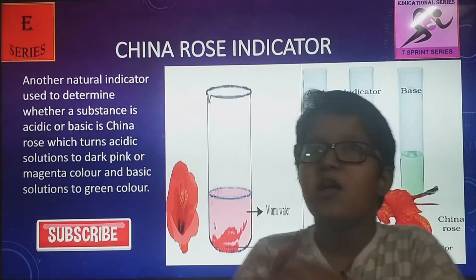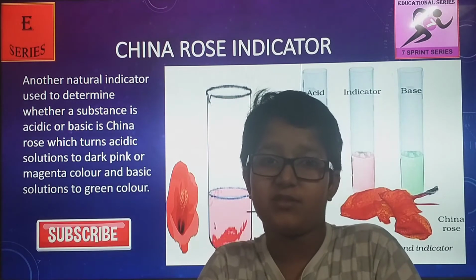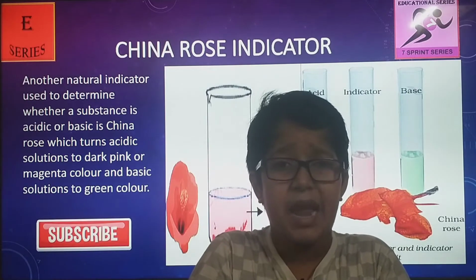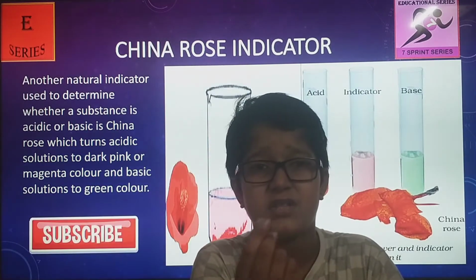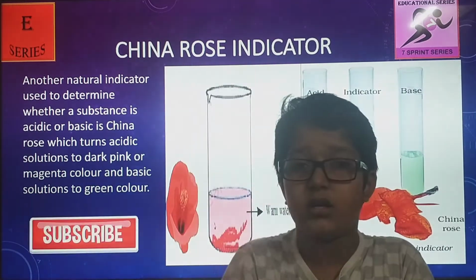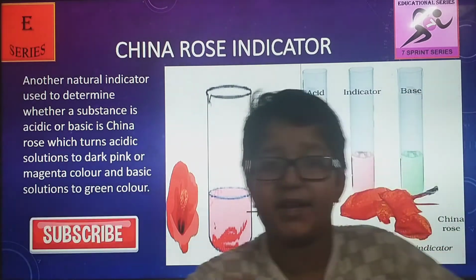China rose. Now if you go out and you have a good garden, then you can see some hibiscus growing out there. That is also called China rose. So that hibiscus, if you take some petals and boil them in water, and then take that pink colored water and add it to it, it's now a very strong indicator.